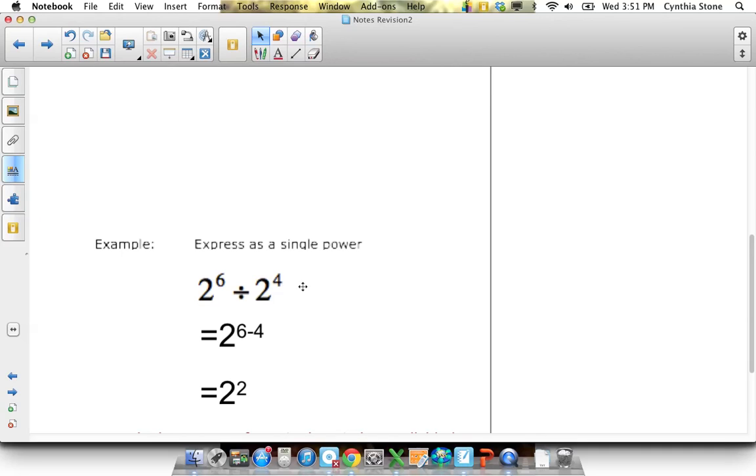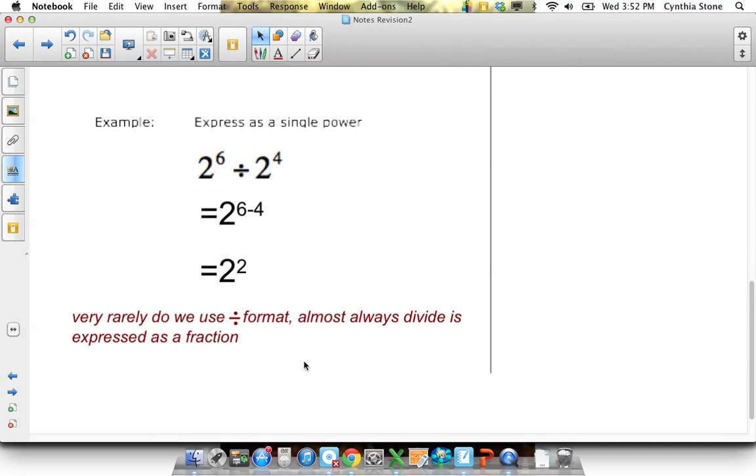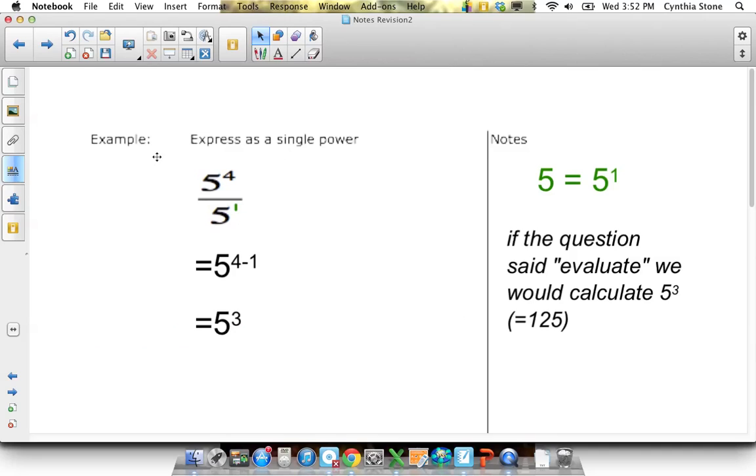Okay, and you can see that it's pretty easy. You just leave the base, you subtract the exponents, that's it. And again, remember, because it's expressed as a single power, you're just leaving it, you're not evaluating it. You can leave the exponent there. Okay? Again, if you need more time, just hit the pause. All right, express a single power.